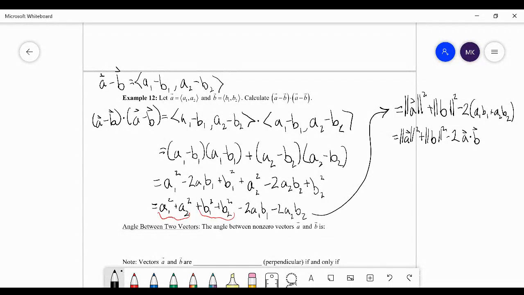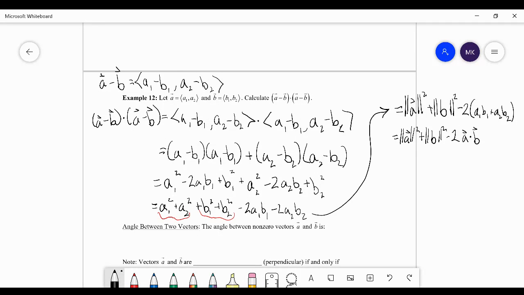So if we take the dot product of the difference of two vectors, that becomes the sum of the squares of the magnitudes of each vector minus 2 times the dot product of the two vectors. Super obvious and clear thing. Not really something we're going to use a whole lot, but it wouldn't be a bad thing to have written down somewhere you can quickly access it and stuff like that.